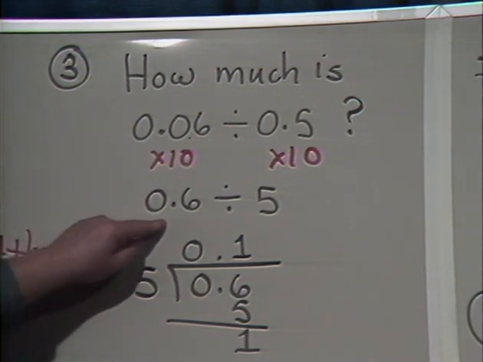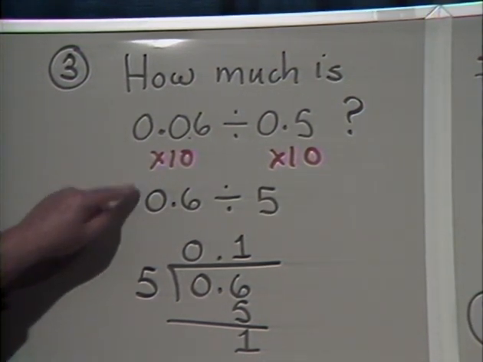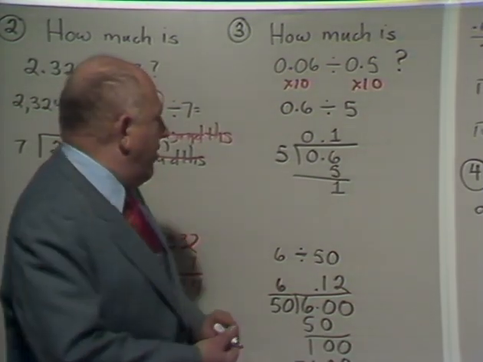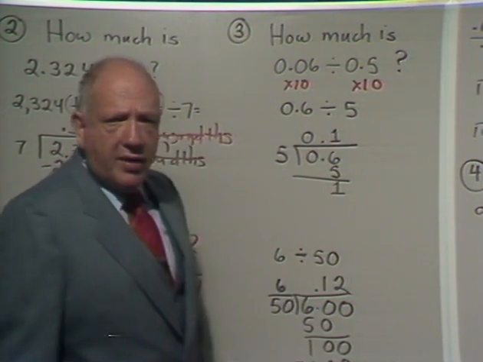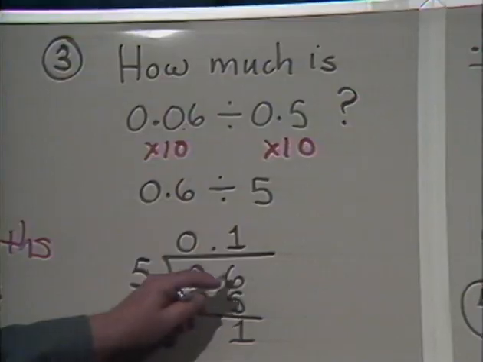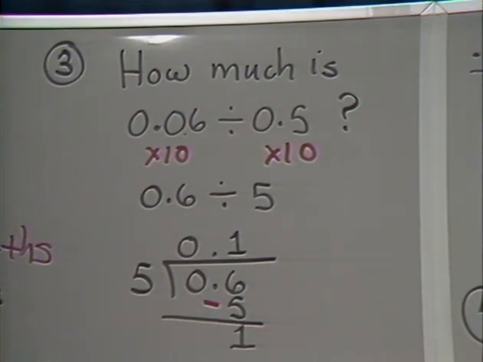That reduces this unfamiliar problem to an equivalent familiar problem. In other words, this problem doesn't look like this problem, but the answer to this problem will be the same as the answer to this problem, because we haven't changed the rate. How do we do this problem now? The same way as we did before. We locate the decimal point. We say 5 goes into 6 once. 1 times 5 is 5. We subtract. The remainder is 1.